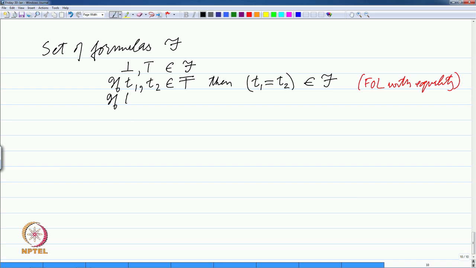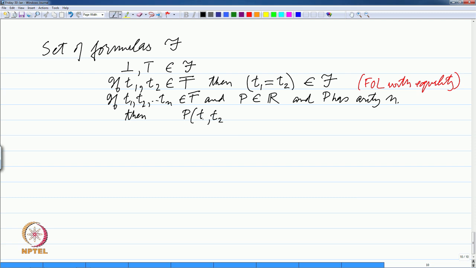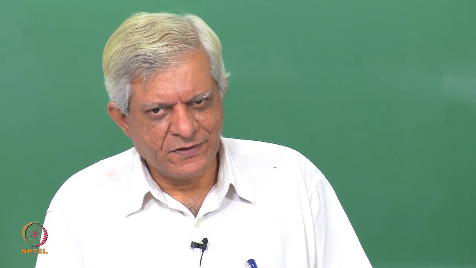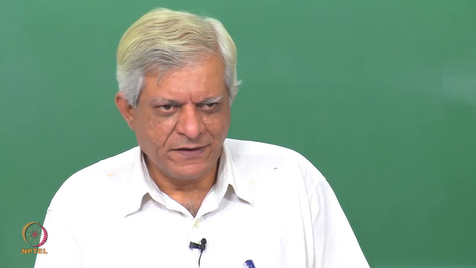Then if T 1, T 2, up to T n are terms and P is a relation symbol and P has arity n, then P followed by T 1, T 2, up to T n belongs to set F. So, now we are using a relation symbol, which is also known as a predicate symbol, and we can take a predicate symbol of a certain arity, provide a certain number of arguments, and we have a formula essentially.